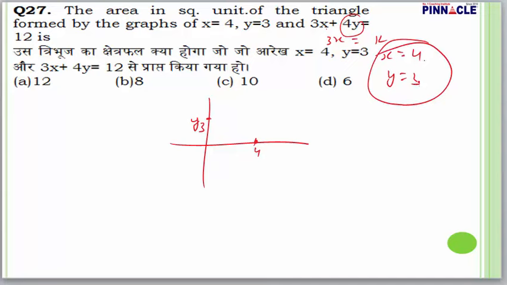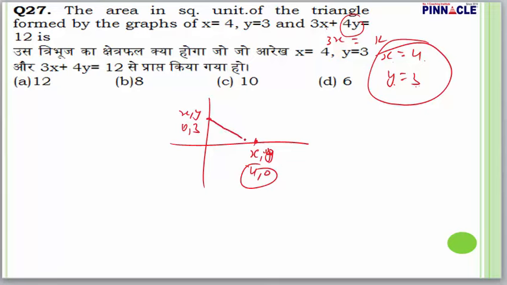Let me write again. This should be like x is equal to 4 when y is equal to 0. When y is equal to 0, x is equal to 4. And when x is equal to 0, y is equal to 3. Now this is the first case.